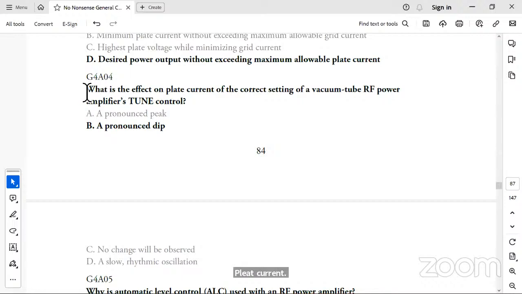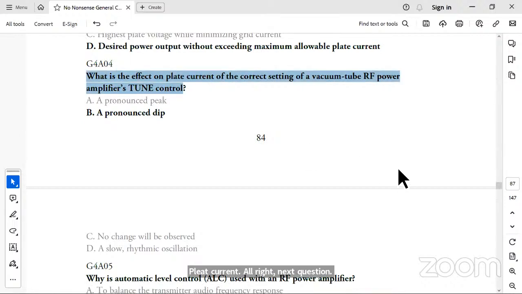All right. Next question. What is the effect on plate current of the correct setting of a vacuum tube RF power amplifier tune control? Let's dissect this question. What are they asking us? What is the effect on plate current, but of what? When we have the correct setting of the tube tune control.